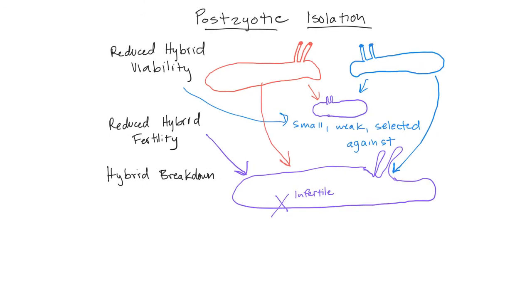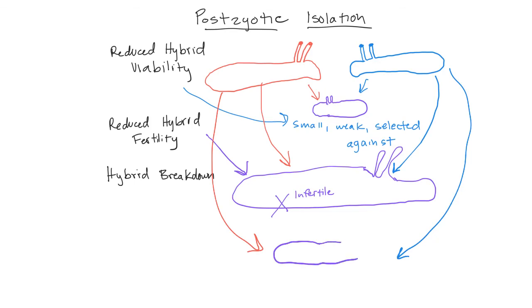All right, the last example then is if they're able to make offspring and those offspring are able to make offspring, but with each generation, they become less and less viable. Their viability is reduced. So in hybrid breakdown, the hybrids are not as fit as the original parents, okay?